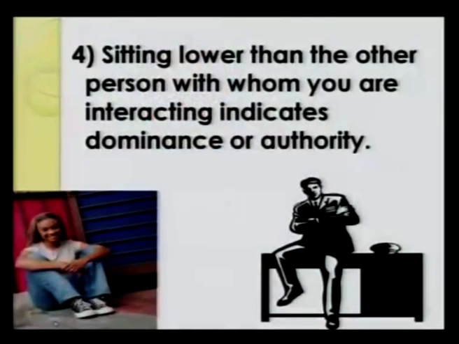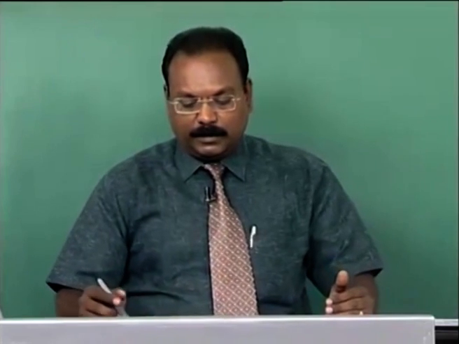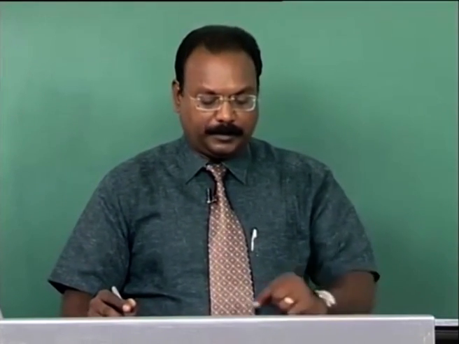Sitting lower than the other person with whom you are interacting indicates dominance or authority. Now, even if you look at the picture that I have given, you will understand that it is false. Now, look at her, she is down, no way she is indicating authority, and there are other pictures which I will show you later, which will indicate submissiveness rather than authority. But somebody who is sitting on the table can indicate authority, especially if you are sitting down.